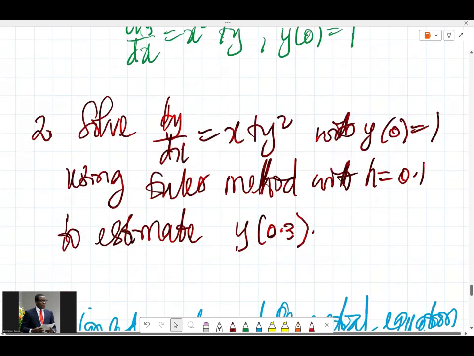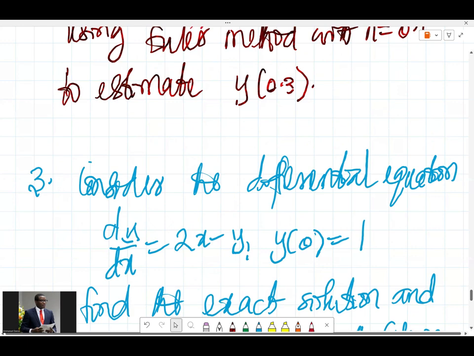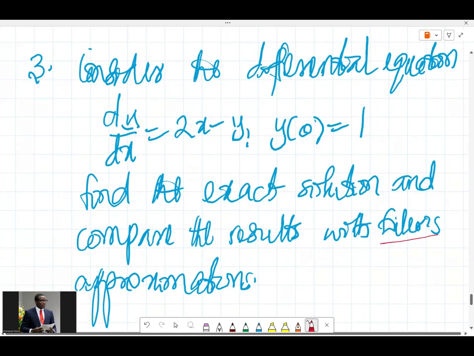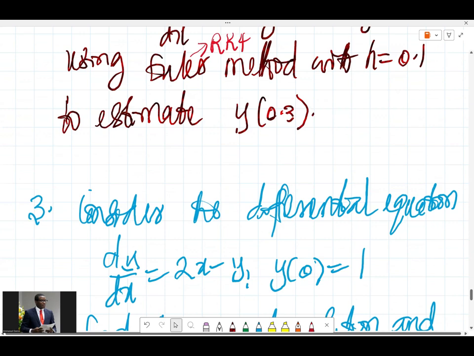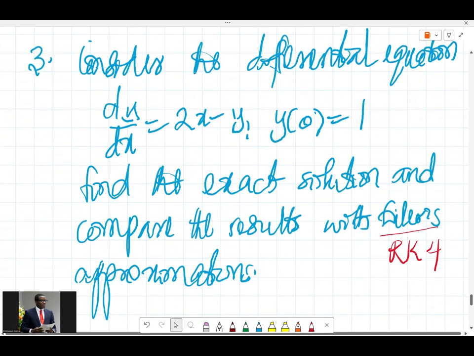Now if you have used Euler, then use Runge-Kutta. That's RK4 now. Then this one also: find the exact solution and compare the results with the RK4 approximations. That's Runge-Kutta fourth order. Hope I'm not moving too fast. For question three, consider the differential equation with the initial condition. Compare, I mean, you do it with Euler, now do it with RK4.